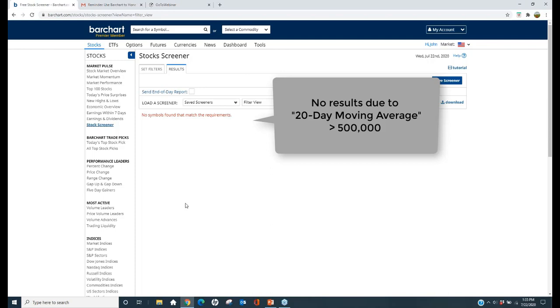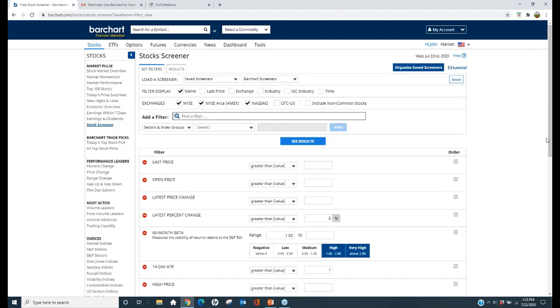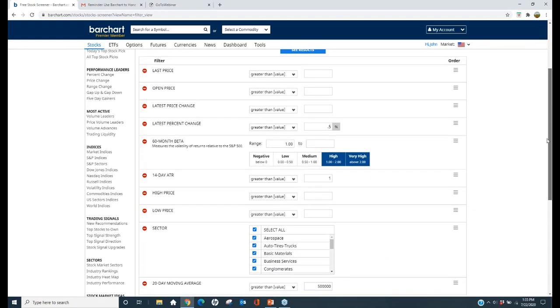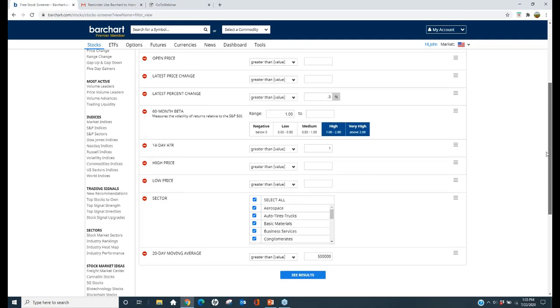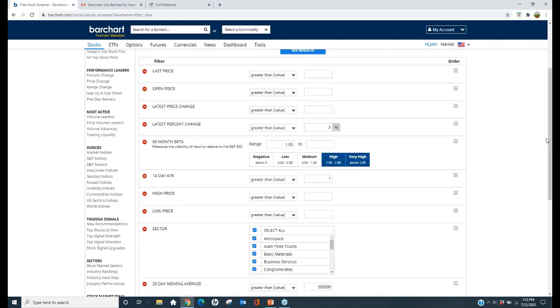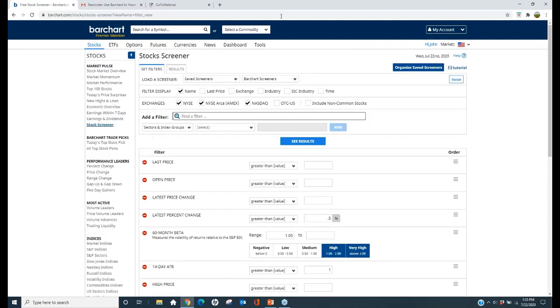Whoops, what did I do wrong? Small sectors, higher price, ATR, greater value. Something is wrong here. Well, let's do this.